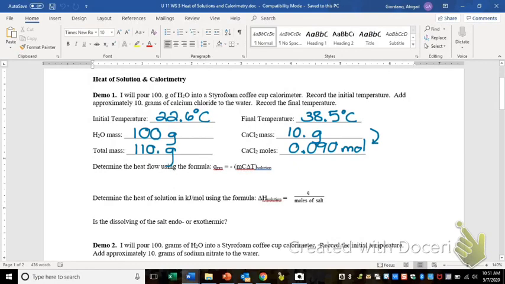Let's write this out. Q reaction equals negative. The solution had a total mass of 110. I want you to assume, and if this were a test question I would definitely tell you, that the specific heat capacity of the solution is the same as that of pure water. And then we're going to do final minus initial.